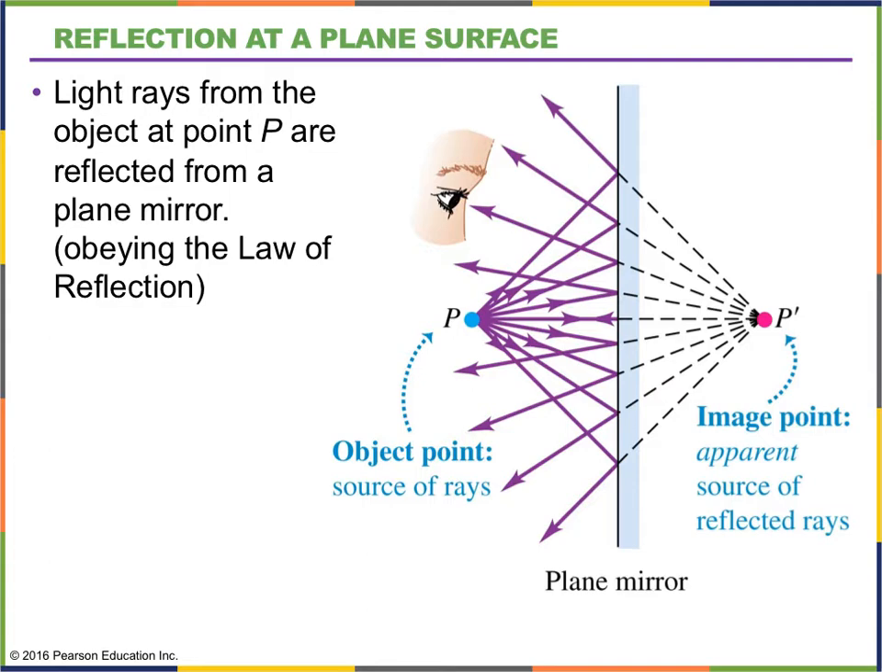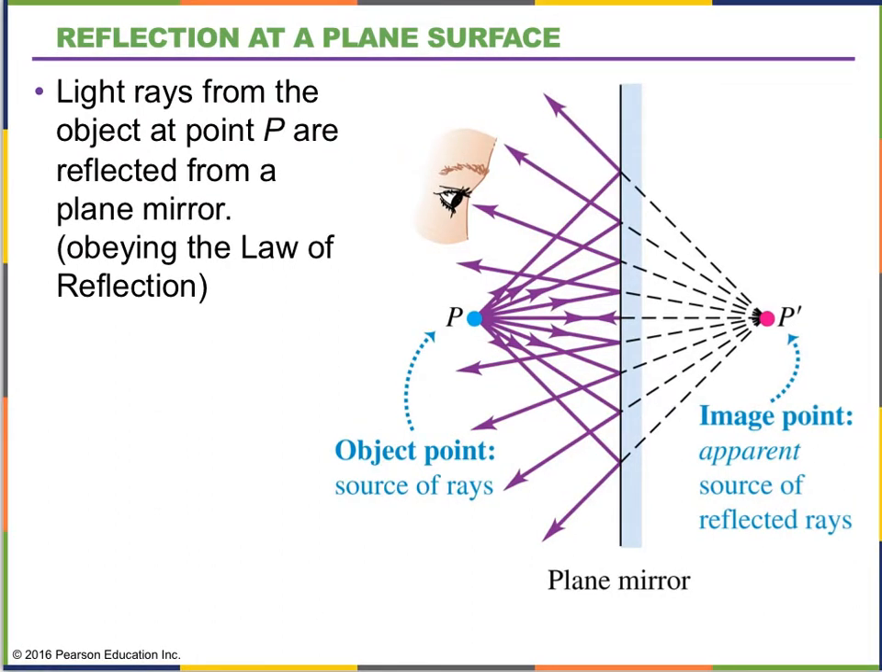And so if we trace all these light rays that are reflected backwards behind the mirror, they appear to come from this point right here, and we're calling that point P prime. Now P prime is where the light rays that are reflected appear to have originated from. And so this is where an image of P would appear to be located.